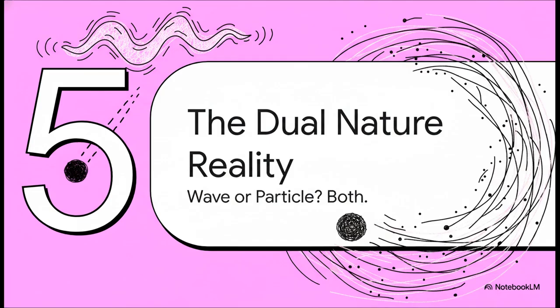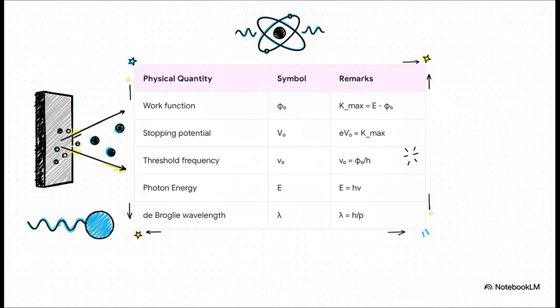So where does all this leave us? Is light a wave or a particle? Is an electron a particle or a wave? What's the real answer here? Let's just do a quick recap of the key formulas that got us here. You've got the work function and photon energy, which came out of Einstein's brilliant explanation of the photoelectric effect. And then you have the de Broglie wavelength, which is what gives matter its wavy properties. These equations are basically the instruction manual for this strange new quantum reality.